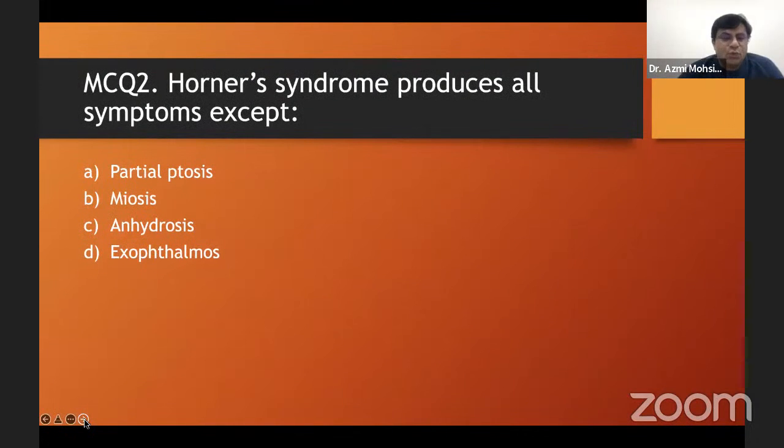Now, question number 2, Horner syndrome. I just taught you about this. Horner syndrome produces all the symptoms except. This was again a question recently in the Rohilkhand University exam: Horner syndrome produces symptoms all except: partial ptosis, miosis, anhidrosis, exophthalmos. What will be your answer?